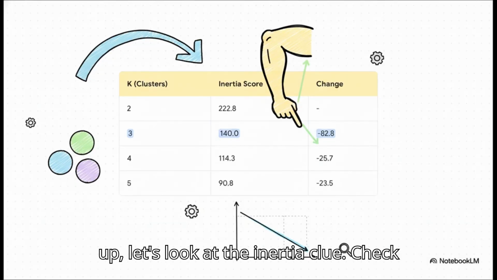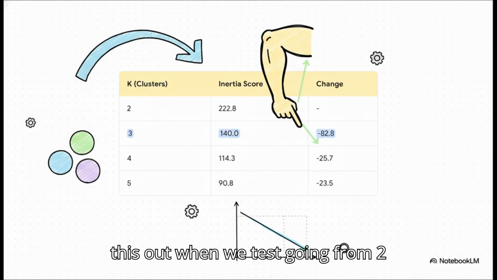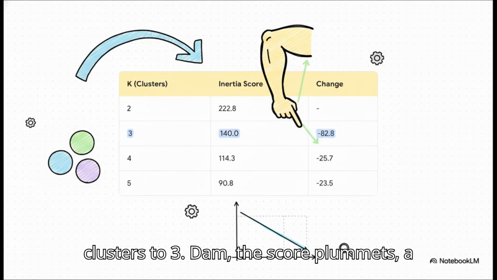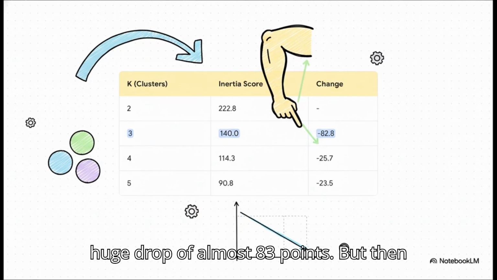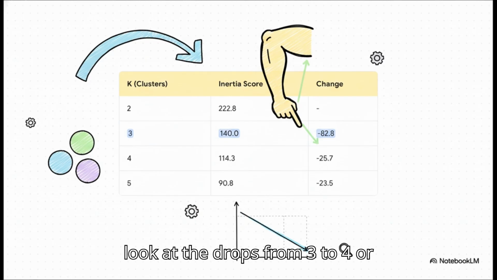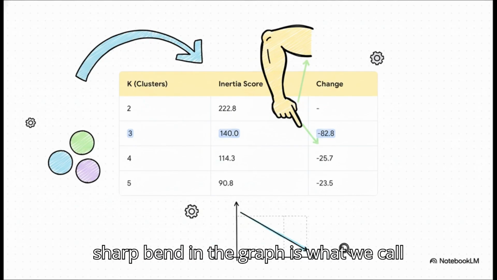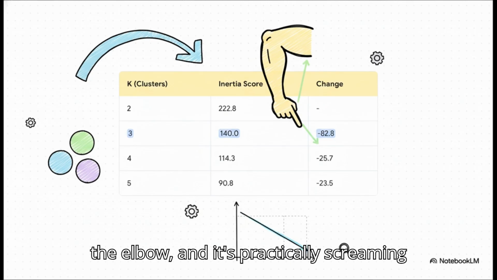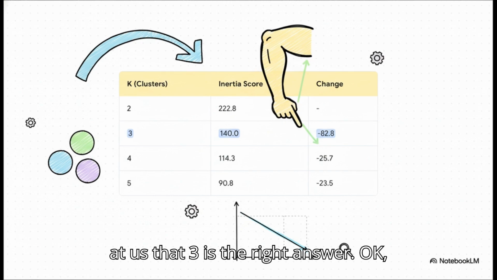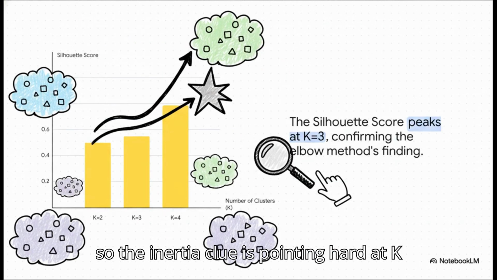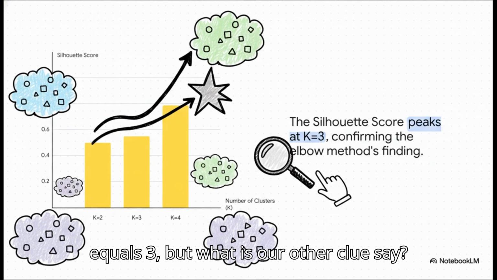First up, let's look at the inertia clue. Check this out. When we test going from 2 clusters to 3, bam! The score plummets, a huge drop of almost 83 points. But then, look at the drops from 3 to 4 or 4 to 5. They're way, way smaller. That sharp bend in the graph is what we call the elbow, and it's practically screaming at us that 3 is the right answer.